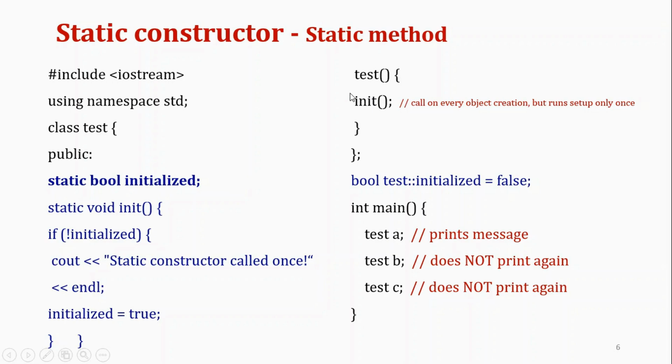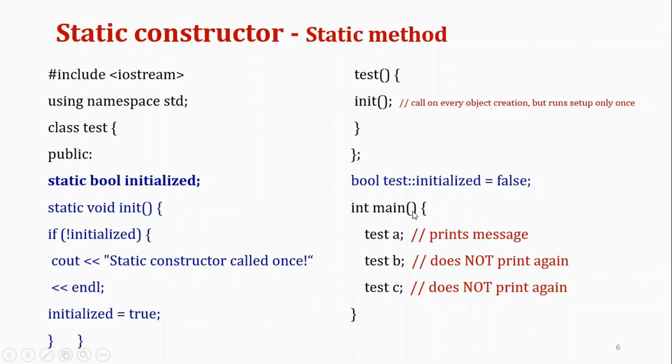So I told you, we are trying to mimic the static constructor by the static member function. This static member function is called inside the default constructor, which means whenever an object is created for the test class, automatically the default constructor will be called, which is going to invoke the static member data. And the static member data is initialized to false outside the class, at the end of the class. Outside the class means very simple: the data type is bool, the class name is test, scope resolution, and initialized is my data, and it is initialized to false.